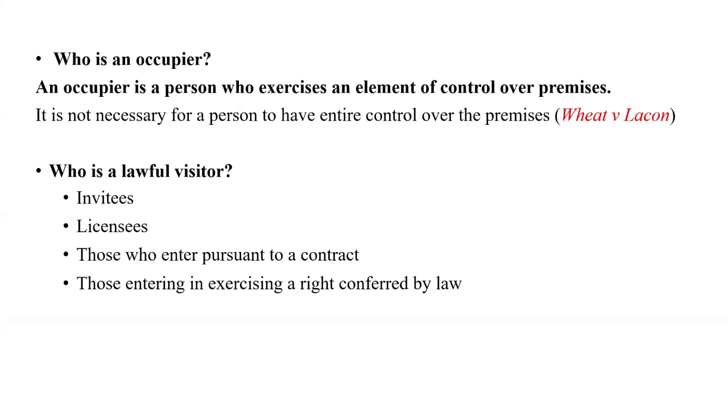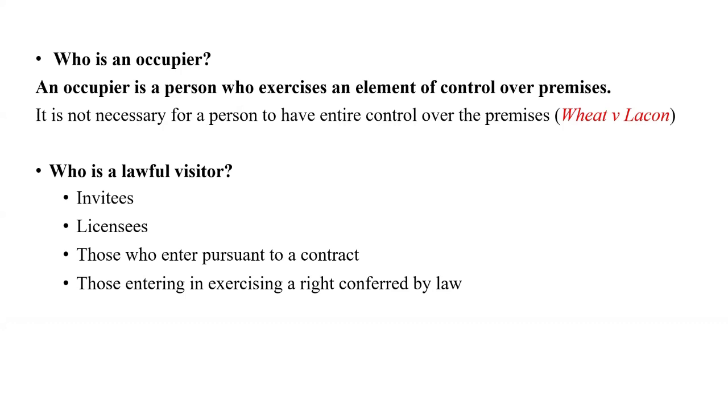So the next question is, who is a lawful visitor? There are four categories of lawful visitors identified under the Act. Those are invitees, licensees, those who enter pursuant to a contract, and those entering in exercise of a right conferred by law. So invitees are like the friends that you invite to your house, your relatives, anyone you invite to your place, that's an invitee. And licensees are the ones who enter premises with express or implied permission.